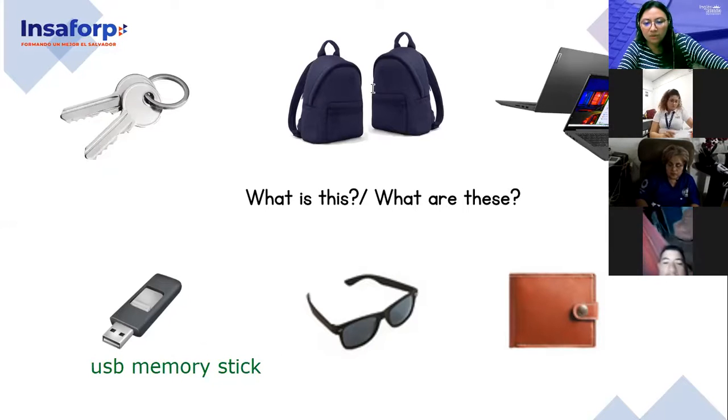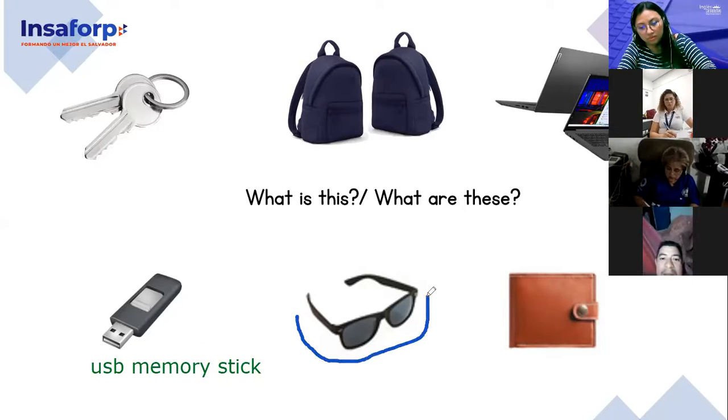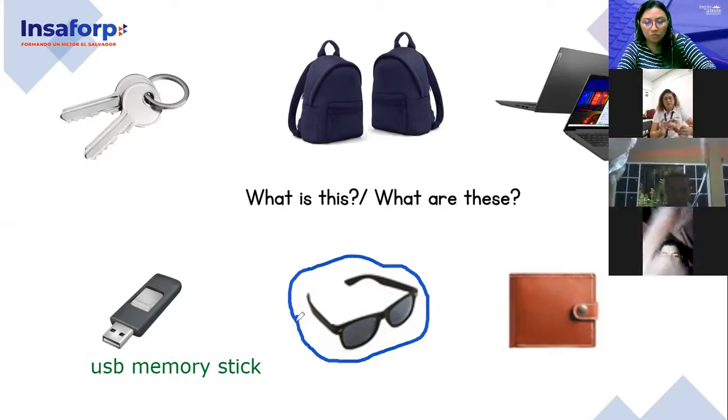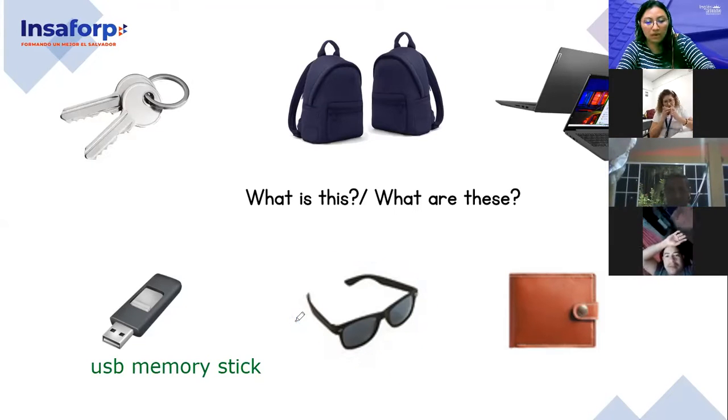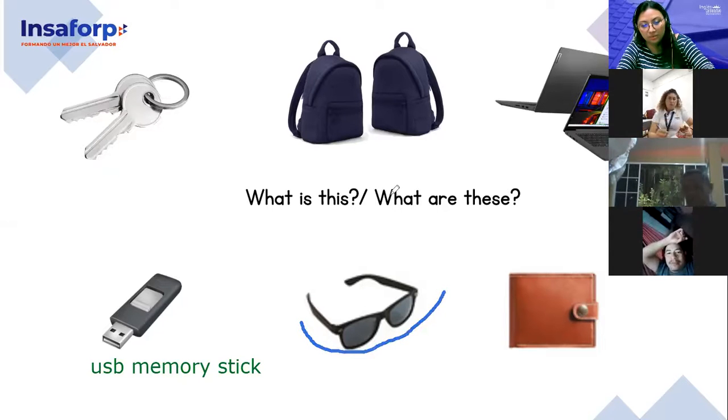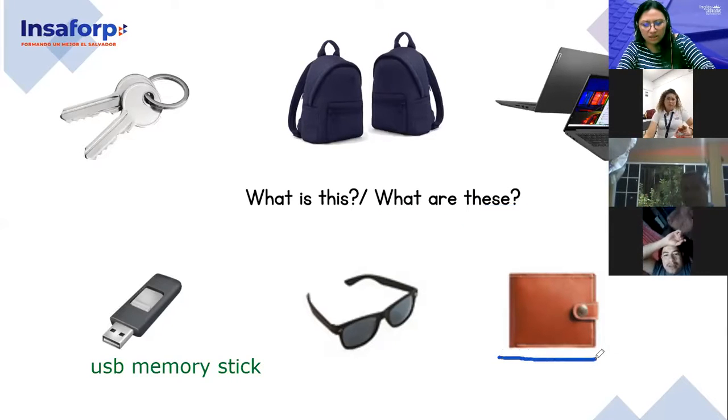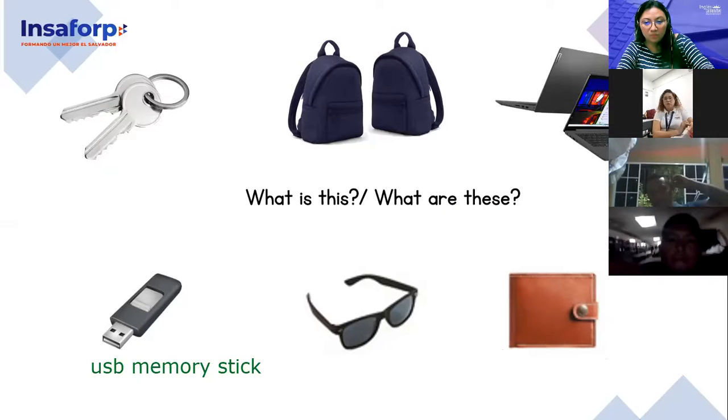In this case, look, hay palabras en inglés que siempre van a ser plural. Esta es una. Sunglasses. Glasses. No puede ser lente. Uno, singular, no. Lente. Plural. Sunglasses. Entonces le corresponde esta. They are sunglasses. Do you know what this is? This is a wallet. It is a wallet.